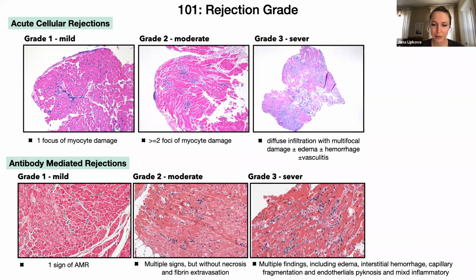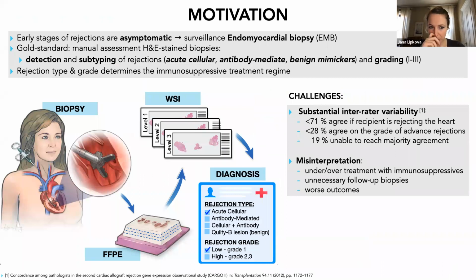But even if the grading sounds somewhat quantitative because you're counting the injuries, it's highly qualitative because, for instance, if you look at this region, are these 2 small injuries, or is this 1 diffuse injury? So there is a lot of space for subjectivity, which brings us back to our task. We would like to look at the assessment of cardiac biopsies, but one of the main motivations is the really large inter- and intra-rater variability.